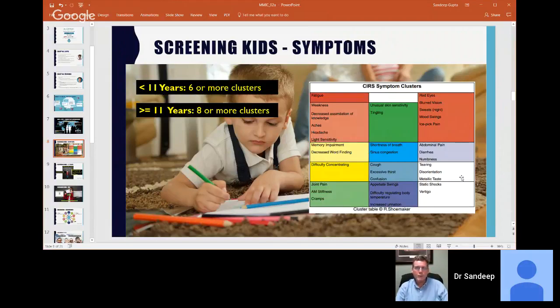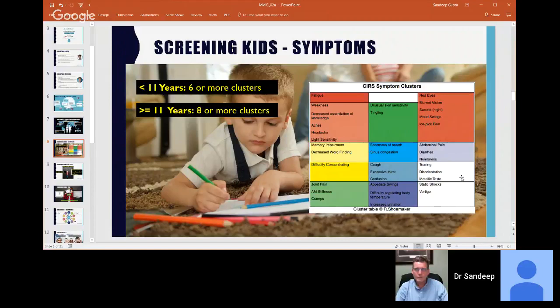The other point I would mention, I don't know how familiar your watchers are with the clusters, but if you have even one symptom from a cluster, then it counts as a positive cluster. Yeah, that's an important point. Thank you for mentioning that.